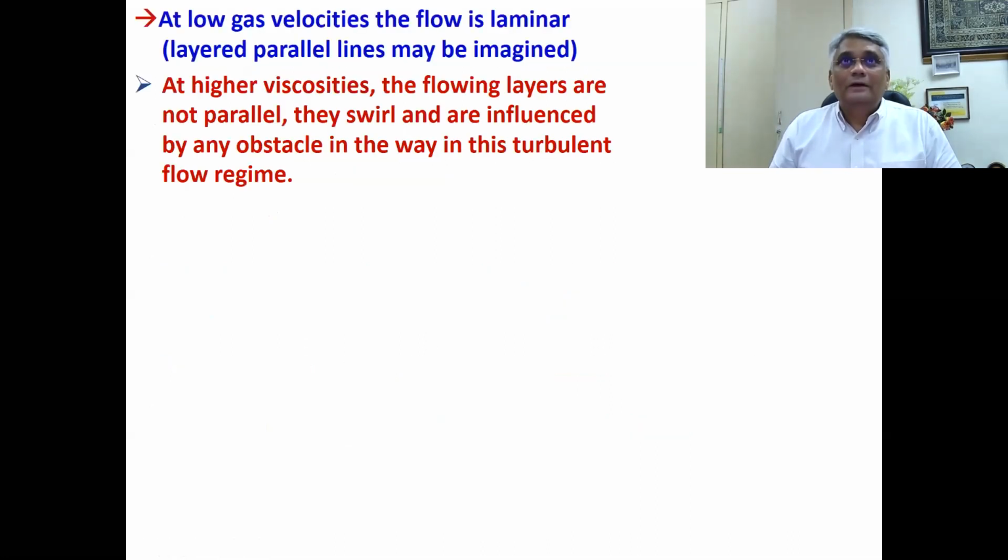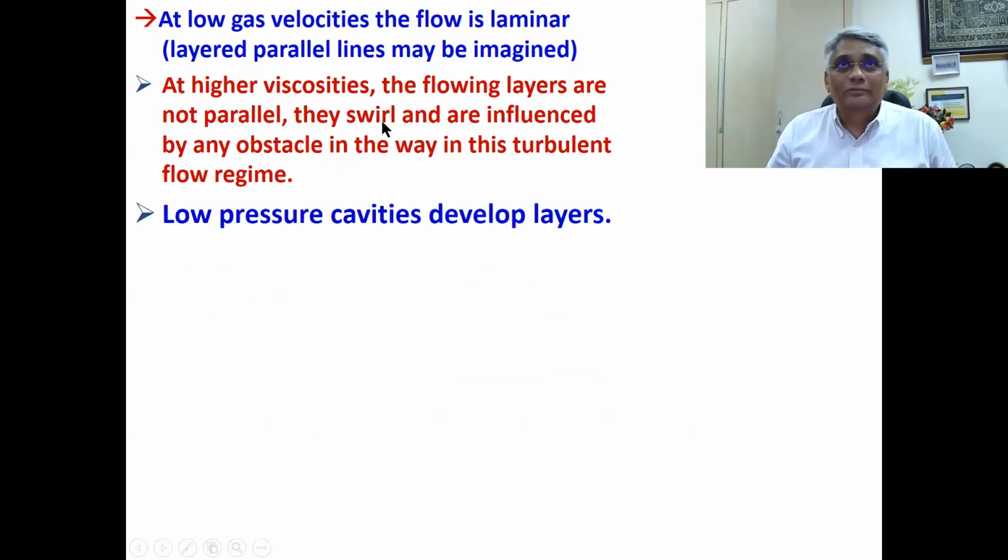Okay. So at low gas velocities, the flow is laminar, right? That means layer by layer flow. Laminar flow is like that, one layer flowing over the other layer. Okay. At high viscosities, the flowing layers are not parallel to each other, and they start swirling around and are influenced by any obstacles in the way in the turbulent flow region.